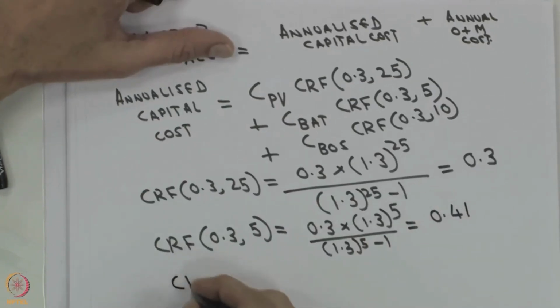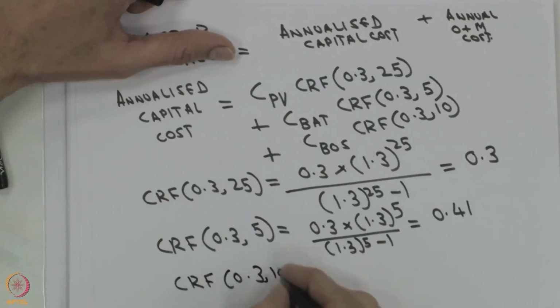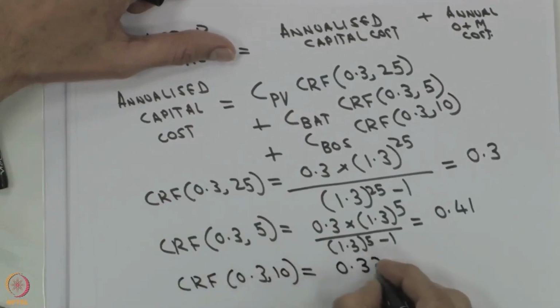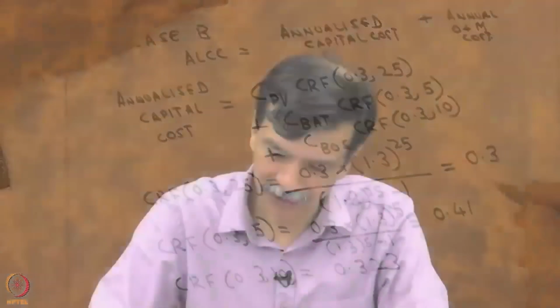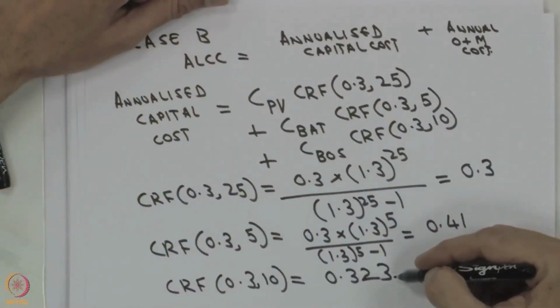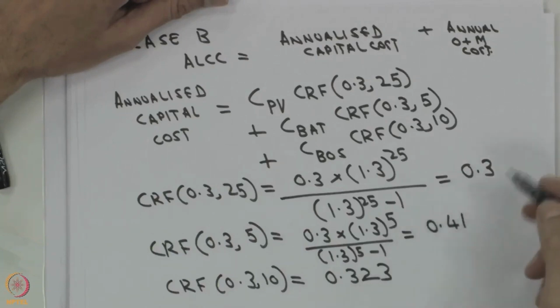And CRF 0.310 is something we have already calculated in our earlier examples. This is 0.323. So, you see the lowest value is where the life is highest, 0.3. In 10 years it is 0.323. If it is only 5 years, it means the capital recovery factor is higher.